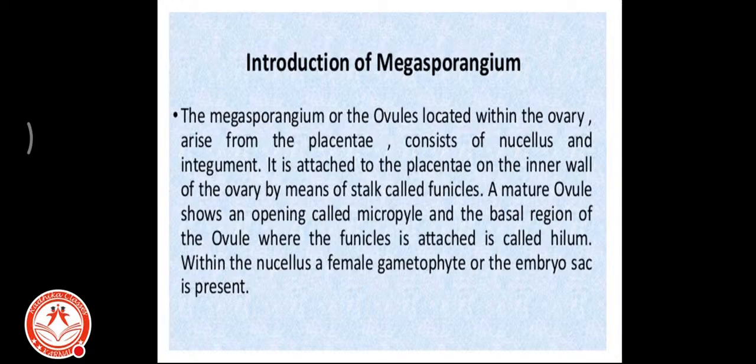Megasporangium or ovule, located within an ovary, arises from the placenta, consisting of nucellus and integument. It is attached to the placenta on the inner wall of the ovary by means of a stalk called funicle. A mature ovule shows an opening called micropyle, that is where the integument is absent, and the basal region of the ovule where the funicle is attached is called hilum. Within the nucellus, a female gametophyte, or we can say embryo sac, is present.